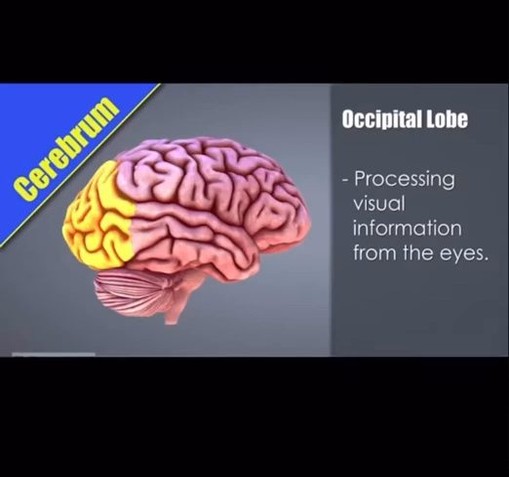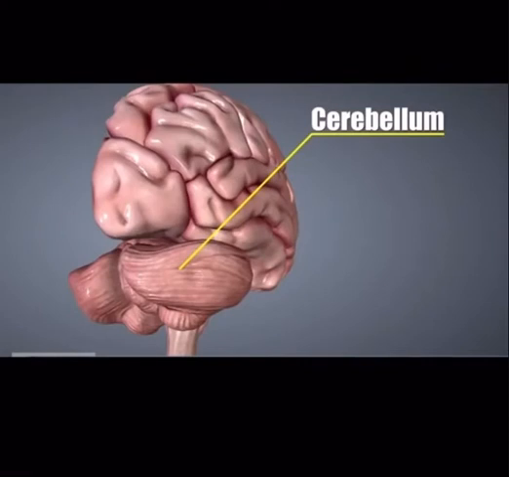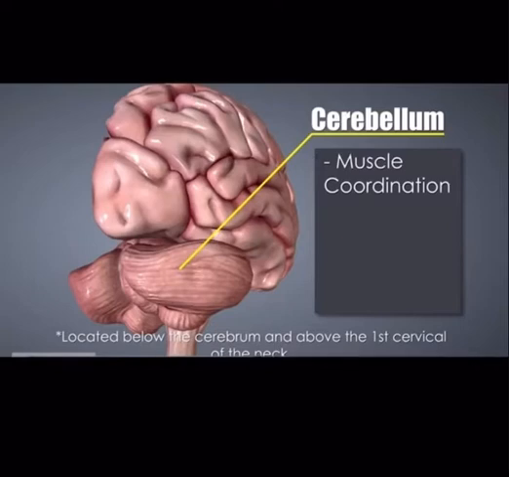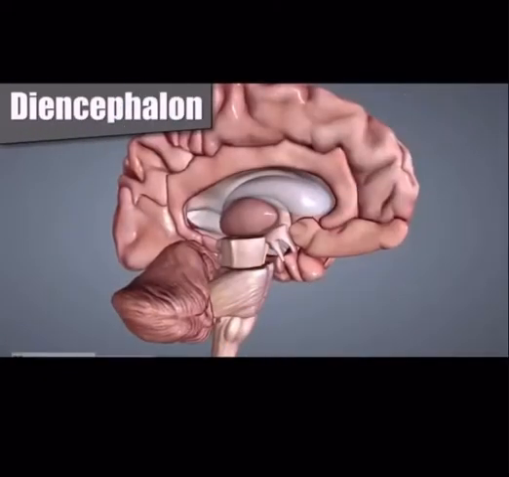The second section of the brain is the cerebellum. This section is located at the back of the head, below the cerebrum and above the neck. It is responsible for muscle coordination, balance, posture, and muscle tone. The diencephalon is found between the cerebrum and the midbrain.